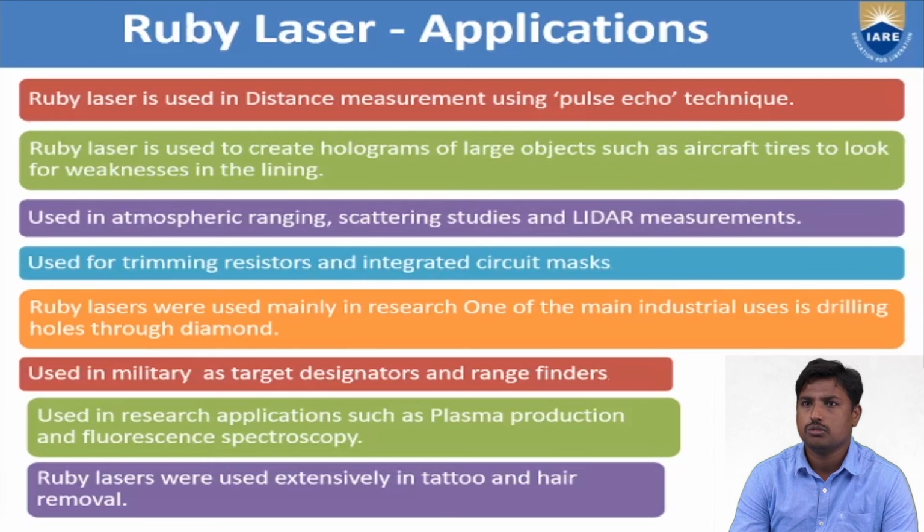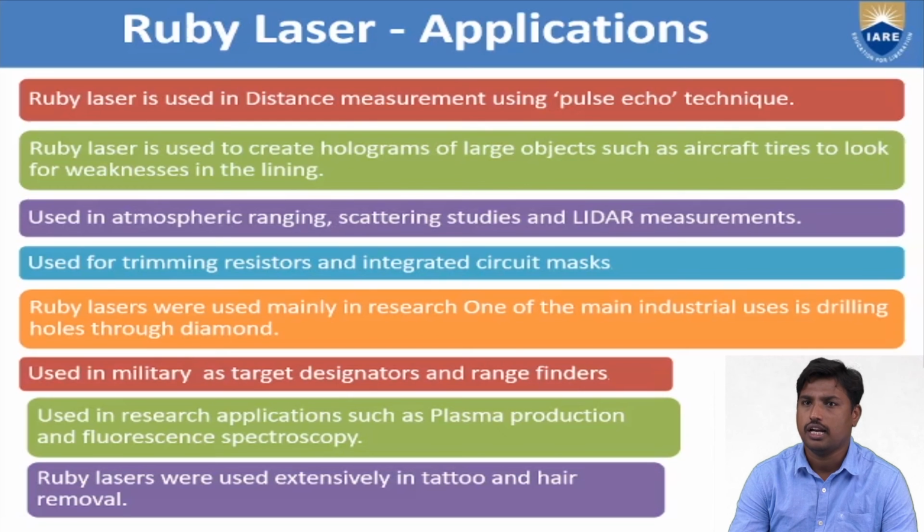Ruby lasers were used mainly in research. One of the main industrial uses is drilling holes. To drill holes in iron rods, we use the ruby laser. Imagine how intense the output from this laser is. To cut iron rods or drill holes, we use lasers. Which type of laser is used to drill the holes here? Ruby laser, the pulsed laser.